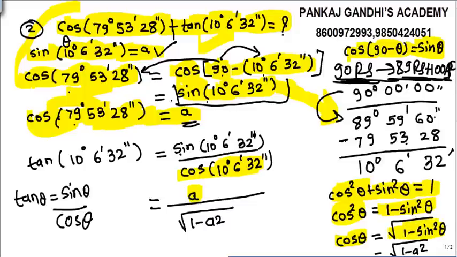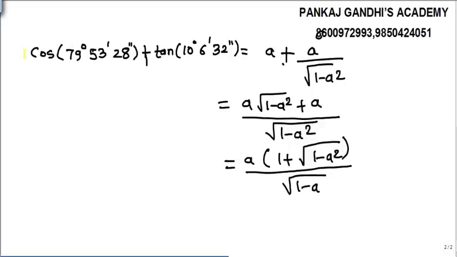So obviously cos theta is equals to under root of 1 minus sin square theta, and in this case sin theta is given as A. So therefore cos theta is equals to under root of 1 minus A square. So sin theta is A and cos theta is equals to under root of 1 minus A square. This way we got the value of tan of this. Now let's put all the values. So cos of this we got A, tan of this we got A upon under root of 1 minus A square. Now do the cross multiplication.